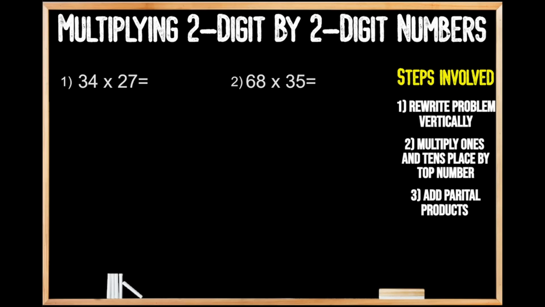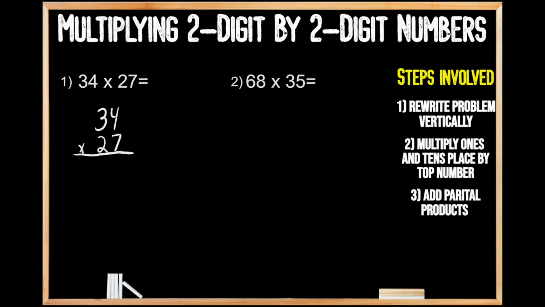Looking over to the right-hand side here under our steps involved, we can see that our first step is to rewrite the problem vertically. So we're going to start out this multiplication problem by rewriting it vertically, making sure that we're paying close attention to the place value. So the tens are in the tens place and the ones are in the ones place.